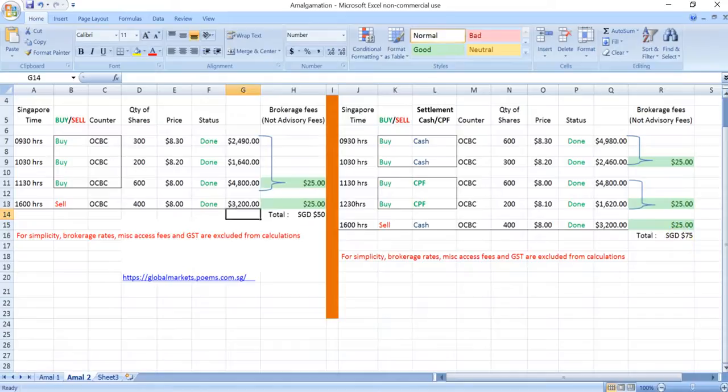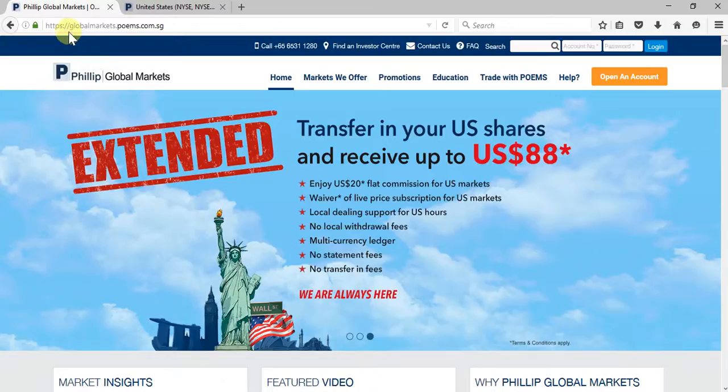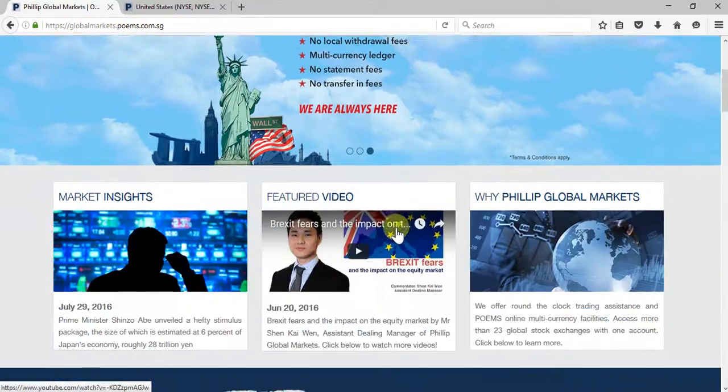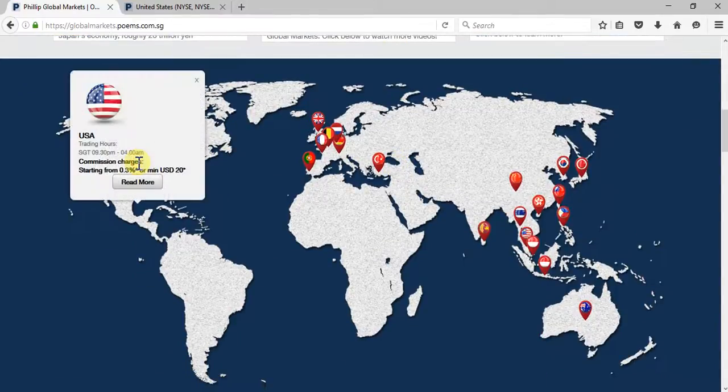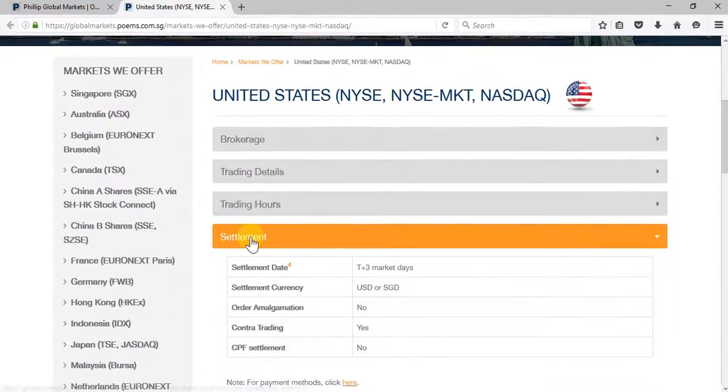Understand that if you want to know whether there is amalgamation on the market that you are interested in, you can visit this website, global markets at poems.com.sg, and thereafter just scroll down and look for the countries that you're interested to know, and just click over a bit more. After something like this pops up, scroll down to look for the settlement, and it states whether there are any amalgamations. In this instance, for the US market, there's no amalgamation.